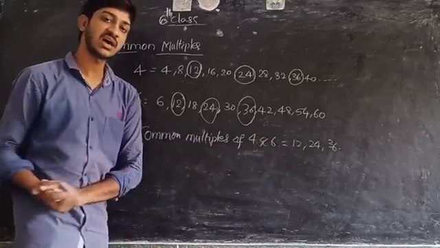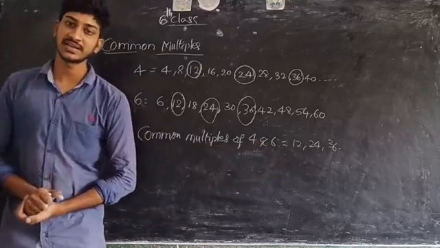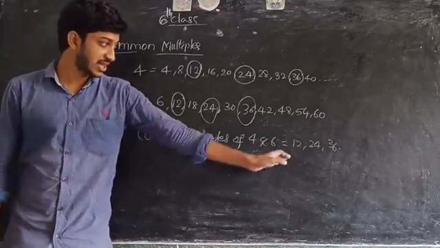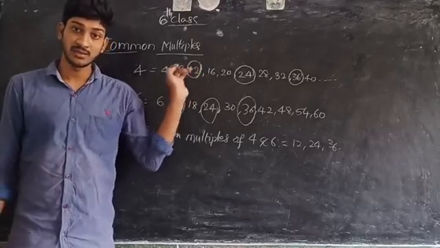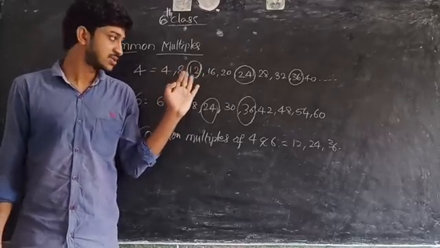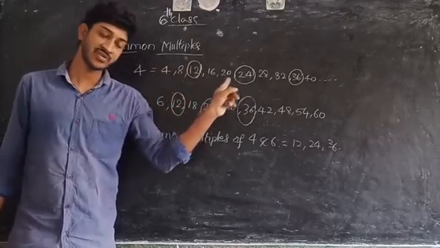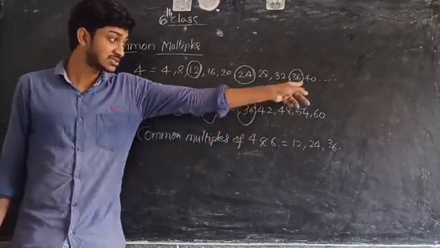Common multiples means multiples which are common for the given numbers. Okay, so these 3 are common in the multiples of both the numbers. 12 here and 12 also here. 24 here, 24 also here. 36 here, 36 also here.